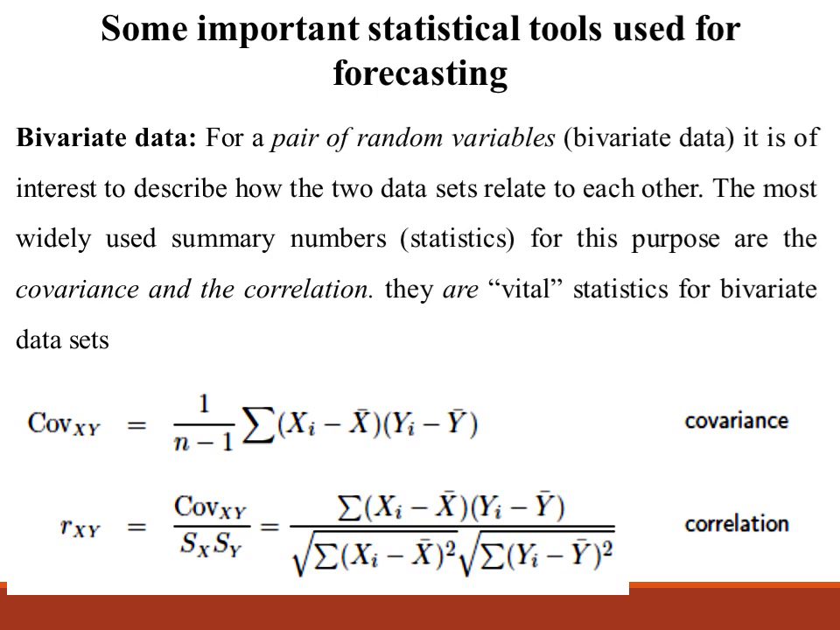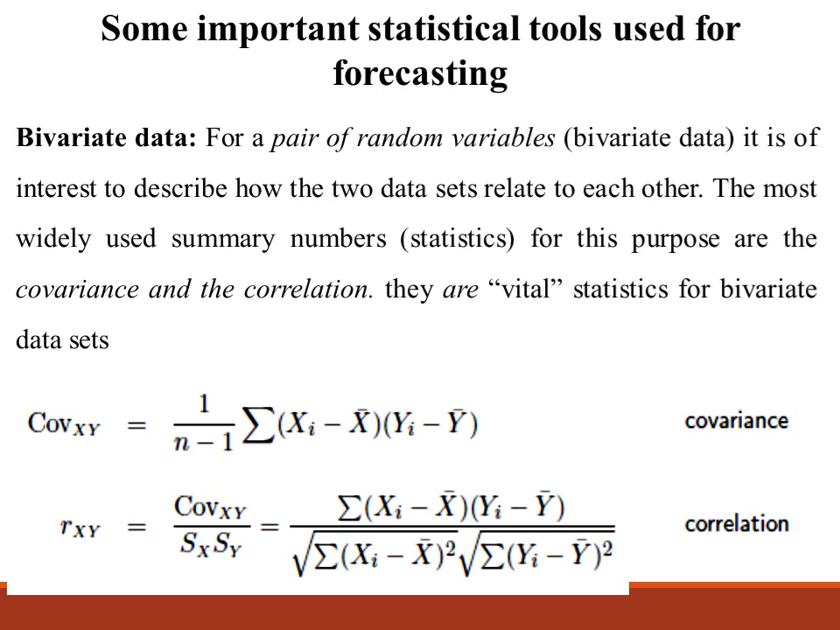Moving to this point, which is bivariate data. For a pair of random variables, bivariate data, it is of interest to describe how the two datasets relate to each other. The most widely used summary numbers, or statistics, for this purpose are the covariance and the correlation. They are vital statistics for bivariate datasets. So we will save in our mind these two formulas.